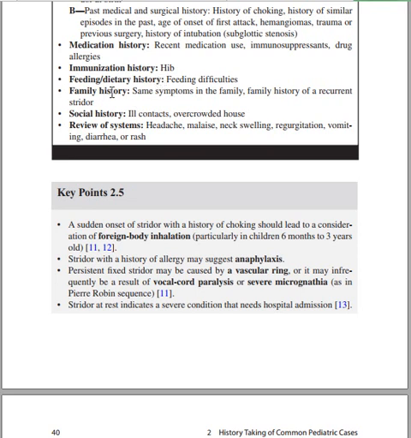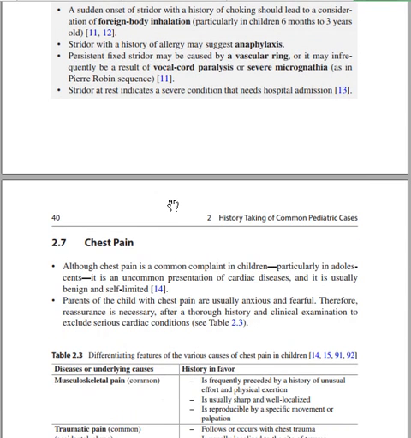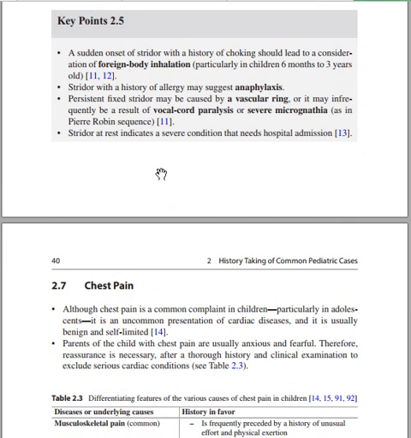Then we have family history: is there somebody with the same symptoms in the family? Is there an overcrowded house, social overcrowding? And for review of systems you try to visualize. So what are the key points in a patient that has stridor? A sudden onset of stridor with choking, you think of foreign body aspiration, particularly in a toddler or a child between 6 months and 3 years.